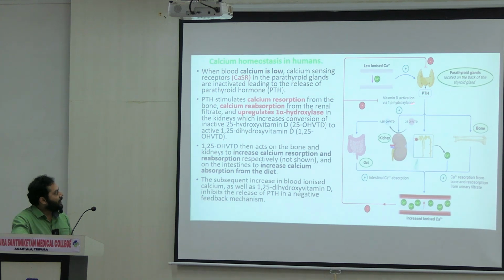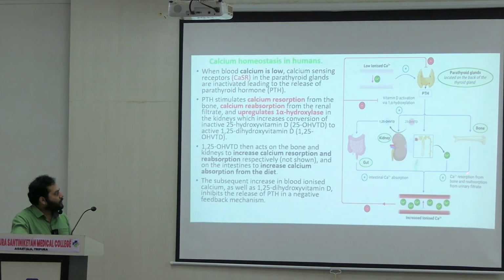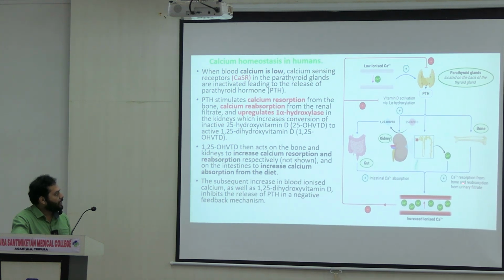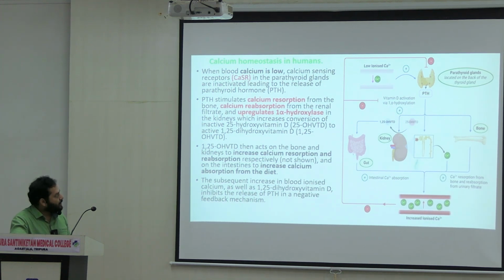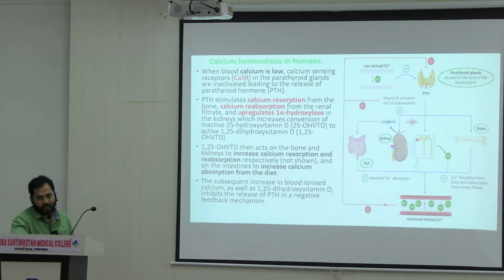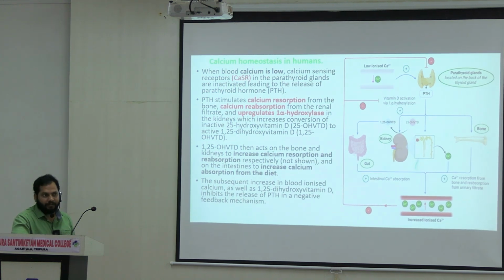You can see parathyroid hormone involves calcium resorption from bone. It also facilitates calcium reabsorption from the urinary filtrate. Other than this, the same hormone acts on the enzyme which helps in the conversion of the inactive form of vitamin D to the active form. Once it gets activated, it facilitates both the resorption of calcium from bone and the reabsorption of calcium from the urinary filtrate.